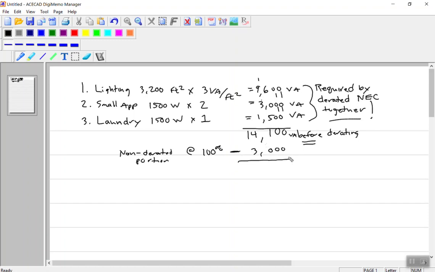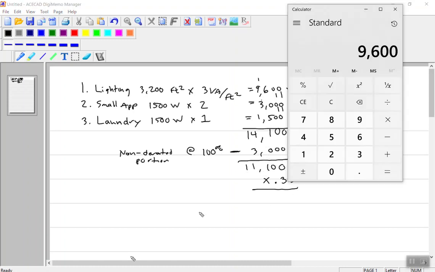So we subtract the 3,000 and we get 11,100 volt amps, and this portion needs to be derated. This is what we're allowed to derate according to the NEC by 35%, so we multiply by 0.35. According to the NEC, that's what we're allowed to do, and like I said, it's in Article 220.12. We take the first portion at 100% and derate the remainder, the 11,100, at 35%. So we multiply these two out. Let's do it on a calculator. That'll help slow me down anyway.